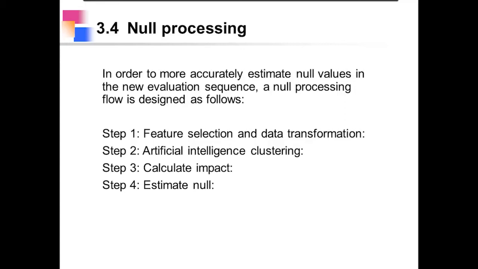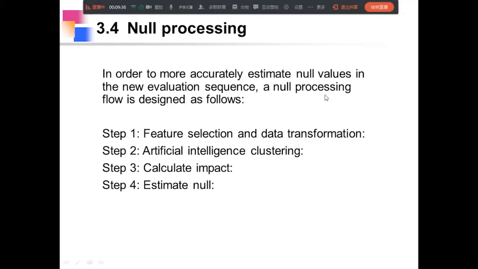Step 2, artificial intelligence clustering. Clustering is performed using a set of non-empty attributes related to attributes with null values obtained in step 1. Step 3, calculate impact. After clustering, entering the data into several clusters, the influence of different independent variables on dependent variables is different for each cluster. The fourth, estimate null values. First, the distance between the tuple and each cluster center is calculated. Then the tuple in which the null value belongs is assigned to the closest cluster, and the estimated value is obtained by using the null value estimation algorithm.